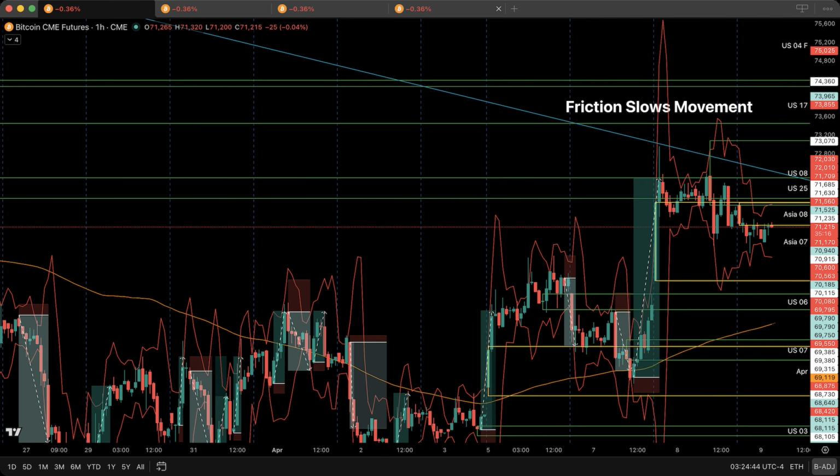Now the first failure appears. Price returns below the 120, back inside the range. Now the break is gone. Now define the line clearly. This is the execution line. If price cannot stay above the 120, it returns immediately.